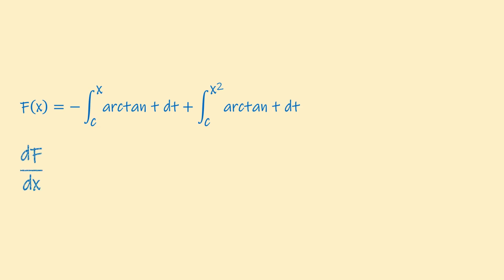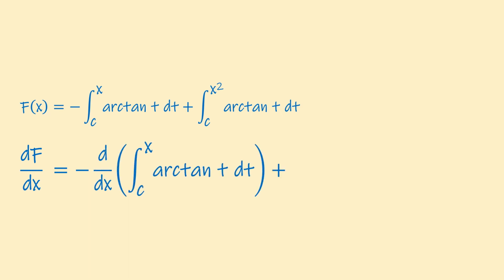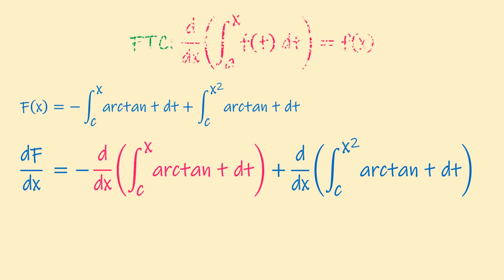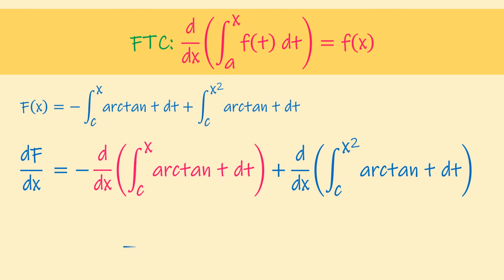Take the derivative of the definite integral. The first term now fits into the fundamental theorem of calculus. It is equal to the negative of arctangent of x. That is, the derivative is the same function as the integrand, but the variable is now replaced with the independent variable at which the derivative is taken, which is also the variable at the upper limit of integration.